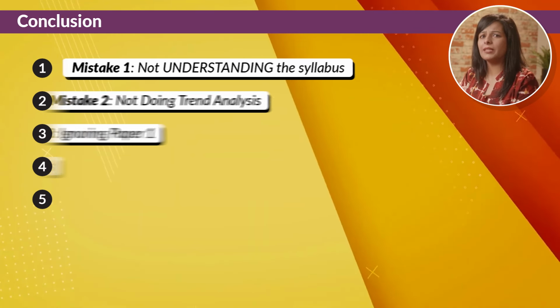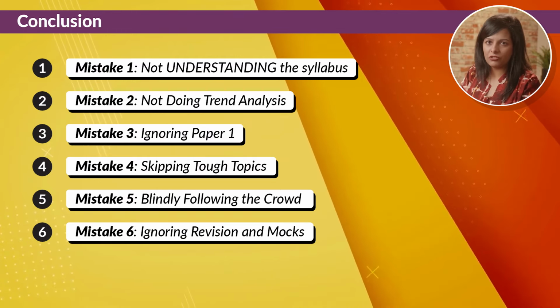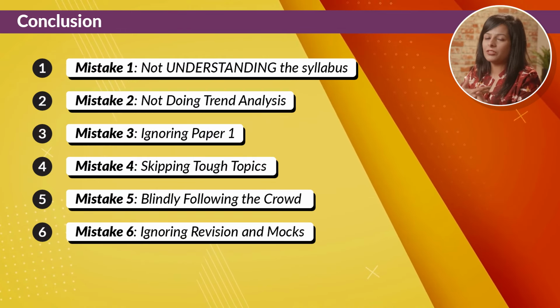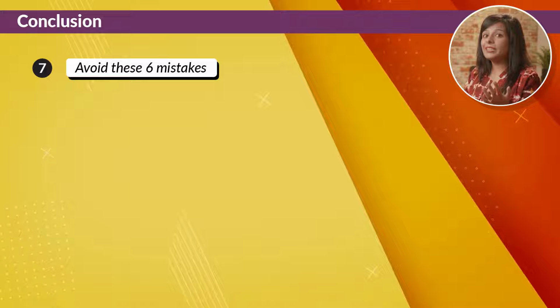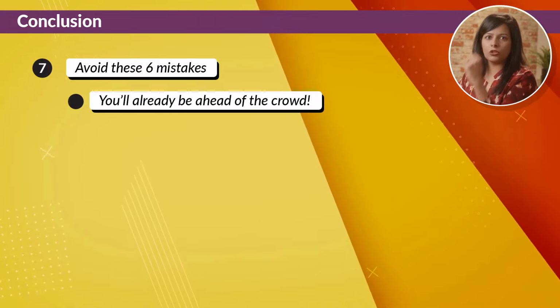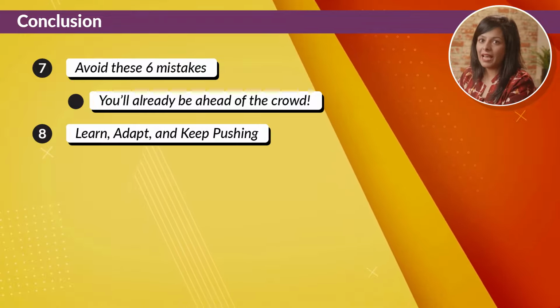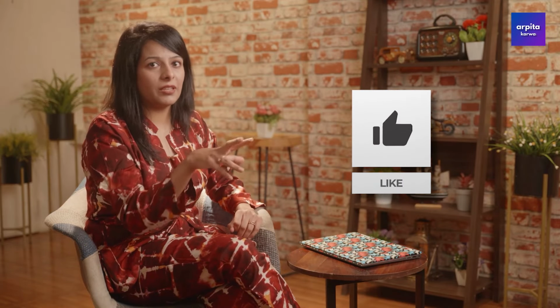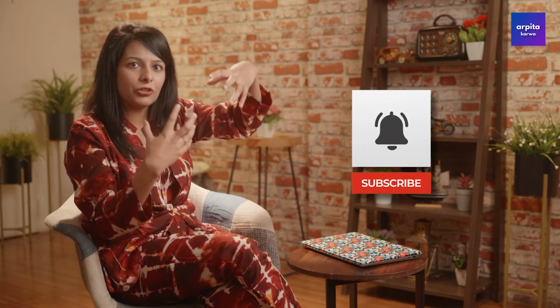So, there you have it. These are the 6 biggest mistakes that stop most students from clearing UGC NET. Avoid these 6 mistakes and you'll already be ahead of the crowd. Every topper began where you are now. So learn, adapt and keep pushing. Your dream of clearing UGC NET with JRF is within reach.